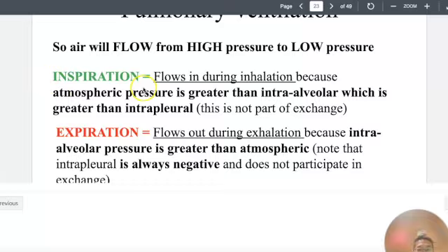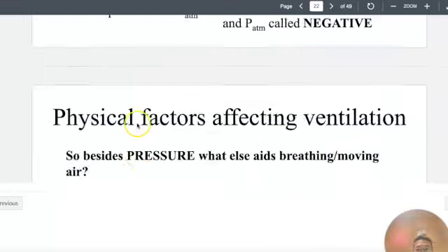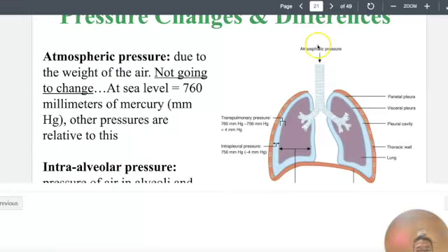When you breathe in, inspiration, atmospheric pressure is greater than the intra-alveolar pressure, which is greater than the intrapleural pressure. Now remember, the intrapleural pressure is always negative, always the least. Atmospheric pressure is stronger. That's why air is able to come in. And this is that pleural pressure that keeps sucking the lungs.